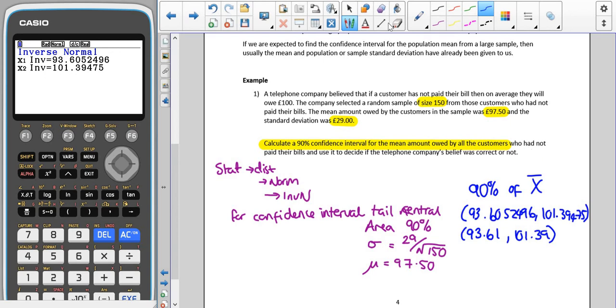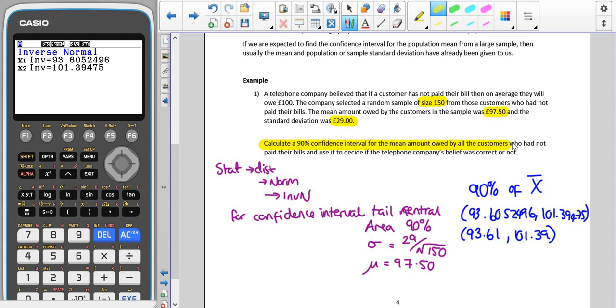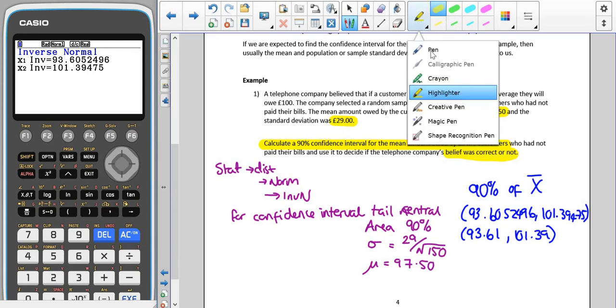So then, if we read the end of our question, so I've done that bit there that I've just highlighted, we're trying to use this to decide if the telephone company's belief is correct or not. Now, their belief is back up here at the top. A telephone company believes that if a customer has not paid their bill, on average, they will owe £100. Now, if we have a look here, £100 is within our confidence interval.